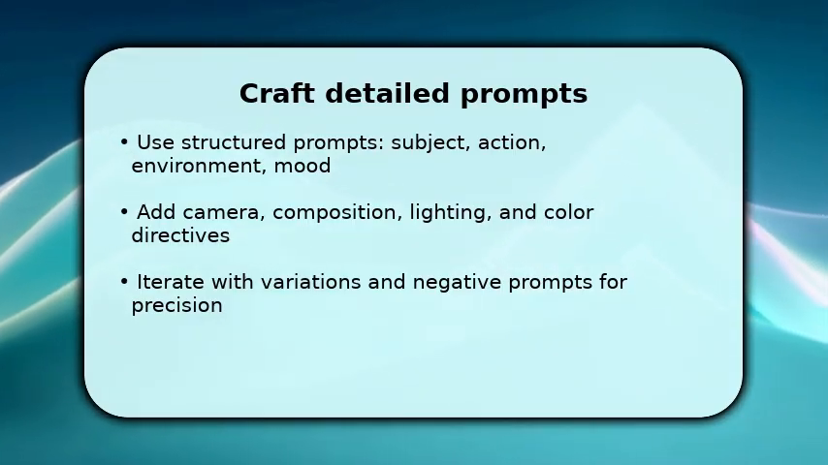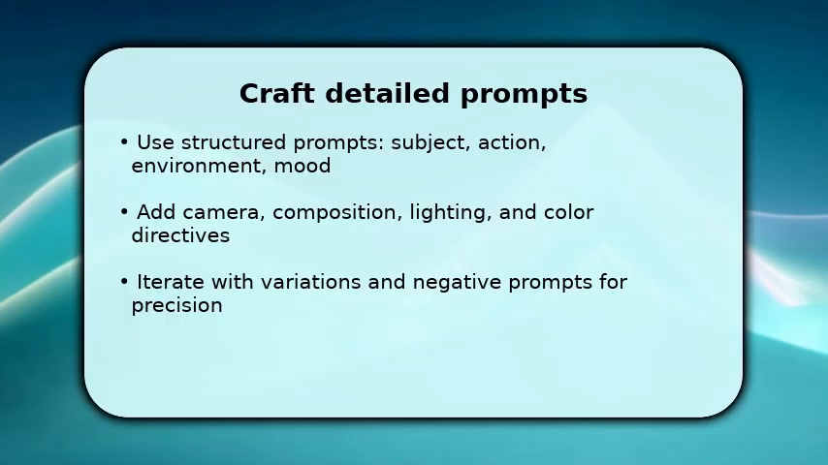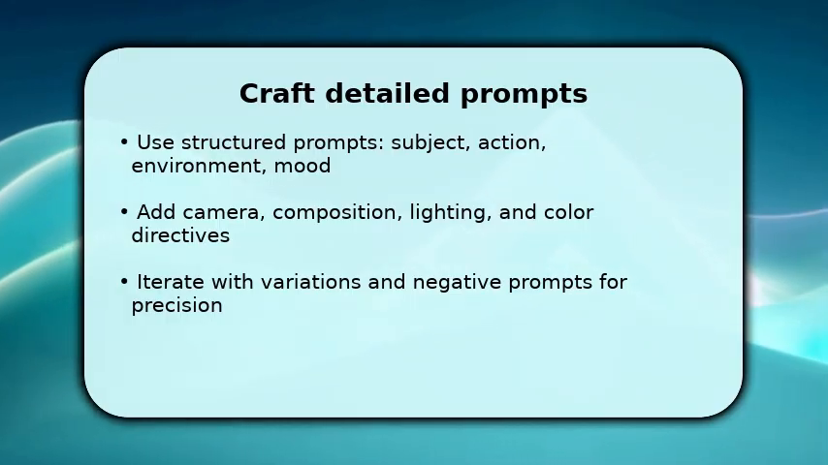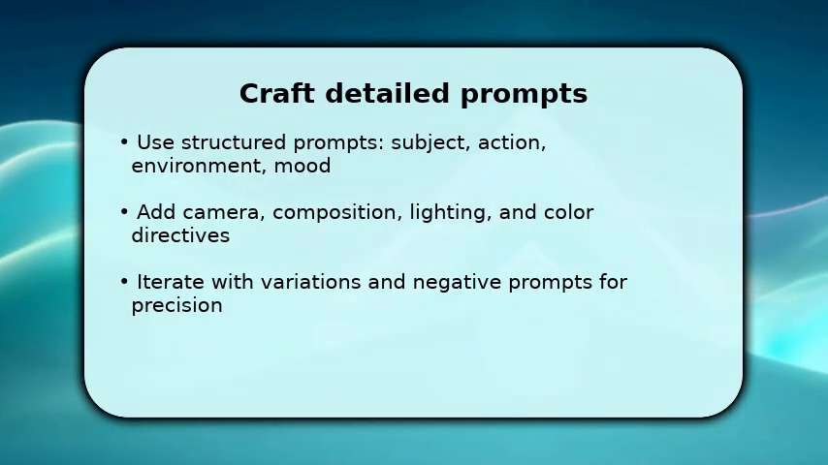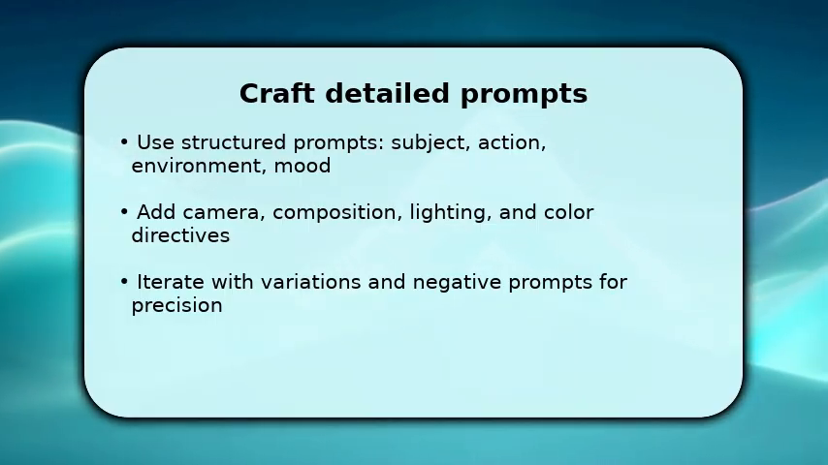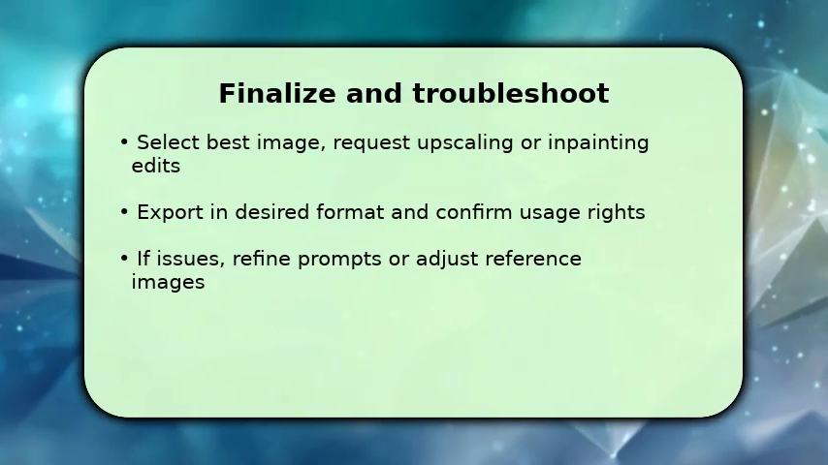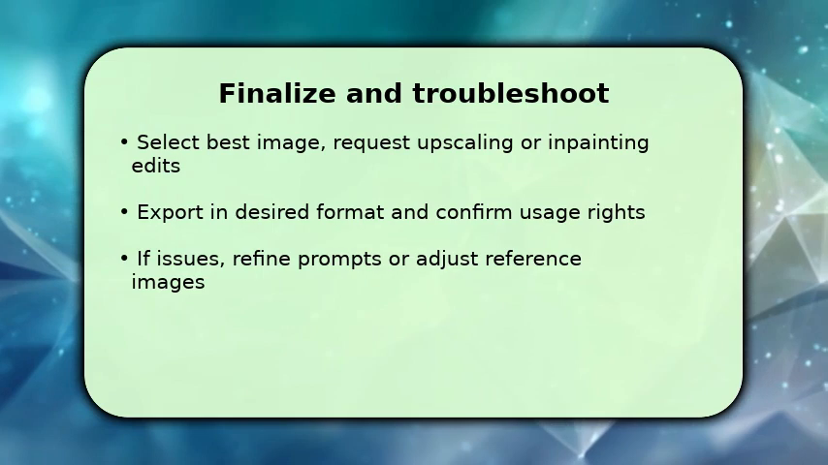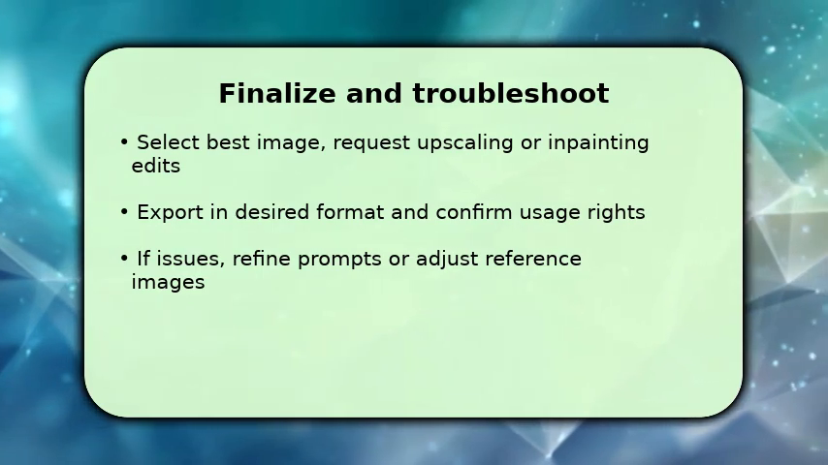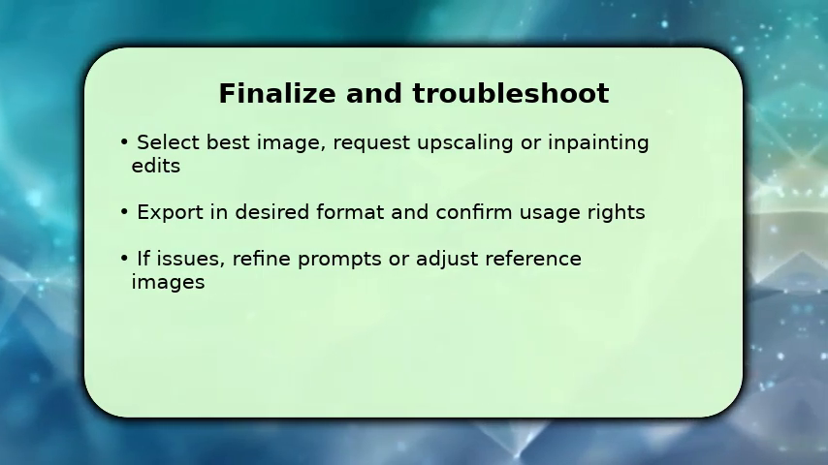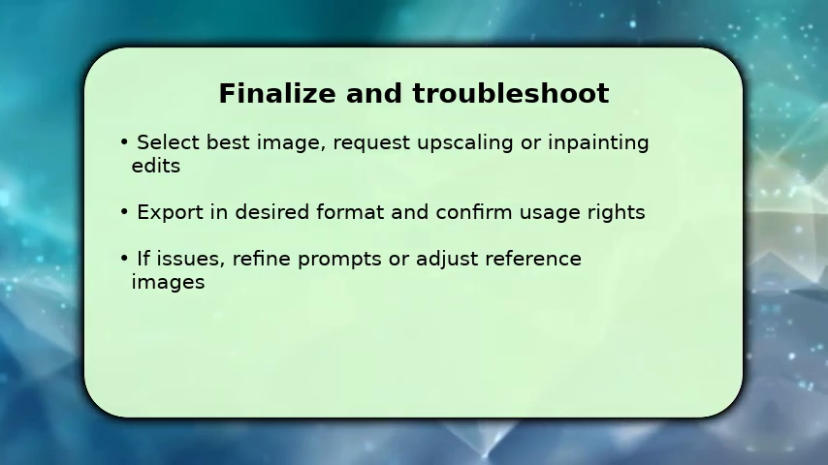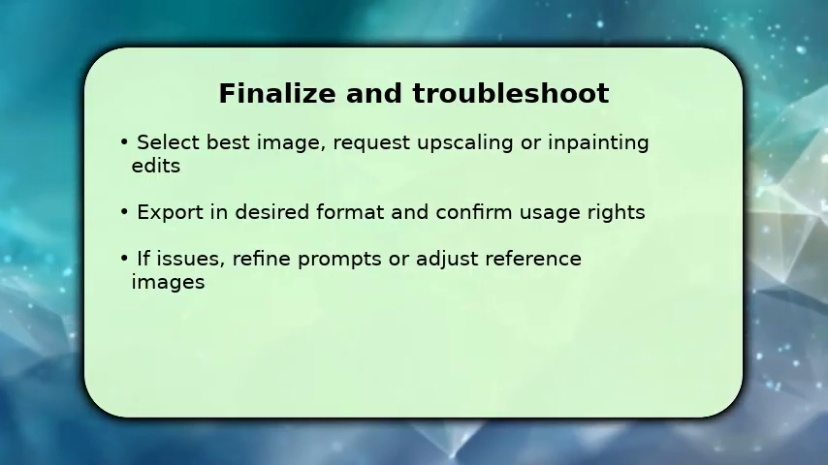Once you see outputs, iterate. Request 3 variations, tweak adjectives, or add negative prompts to remove unwanted elements. Make sure to compare thumbnails and ask for higher resolution re-renders of the strong ones. You choose the strongest render and request final edits like upscaling, inpainting, or color correction. Once satisfied, export the image in the required format and double-check any usage or licensing details.